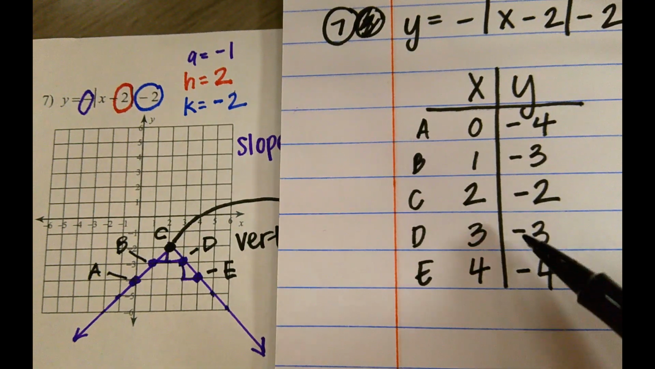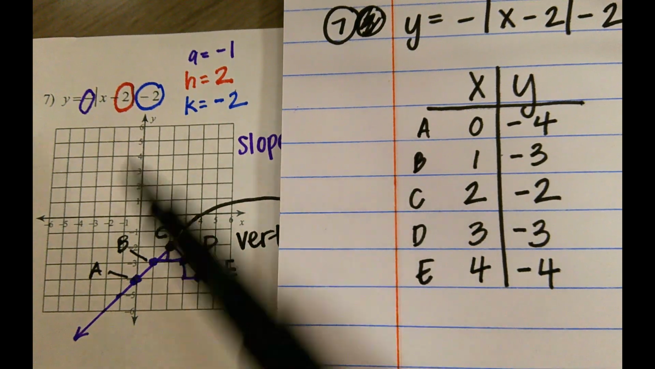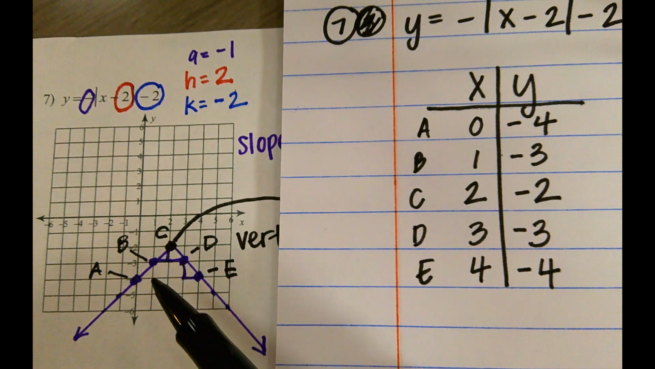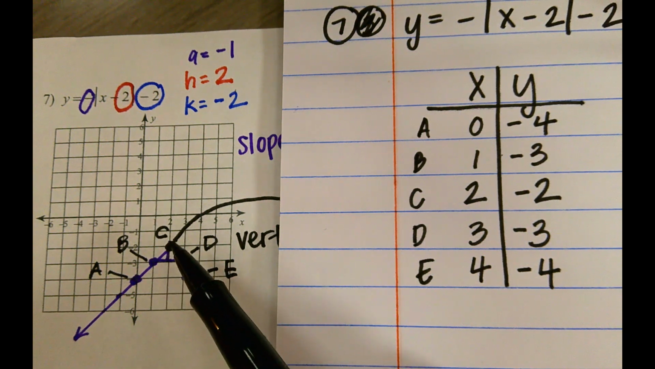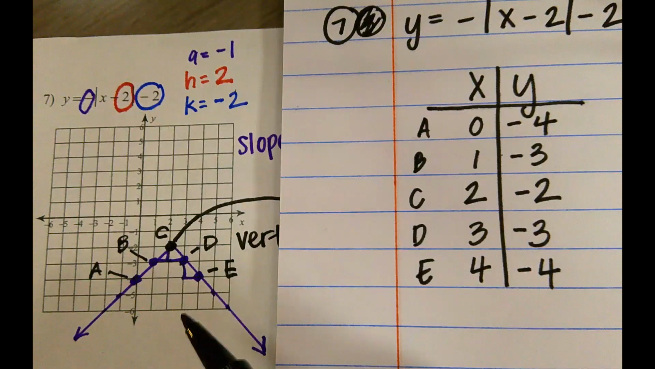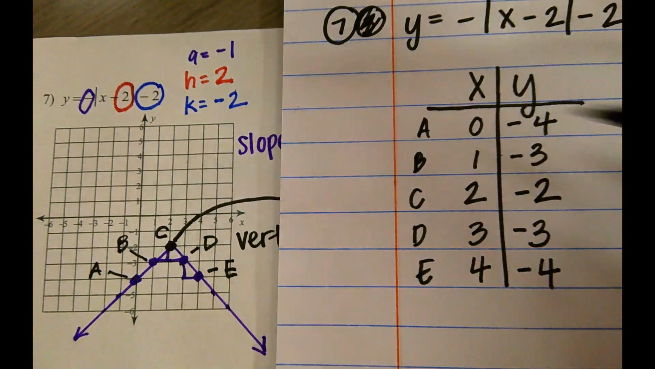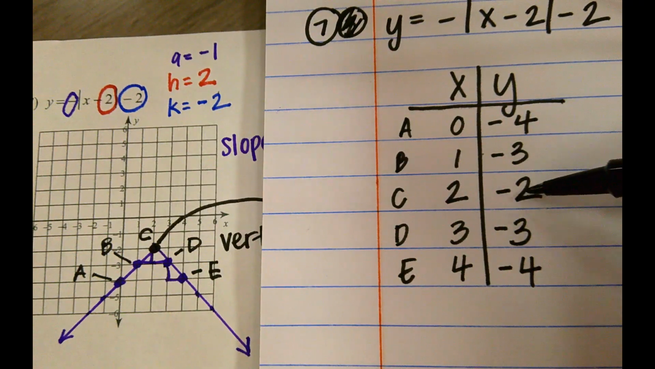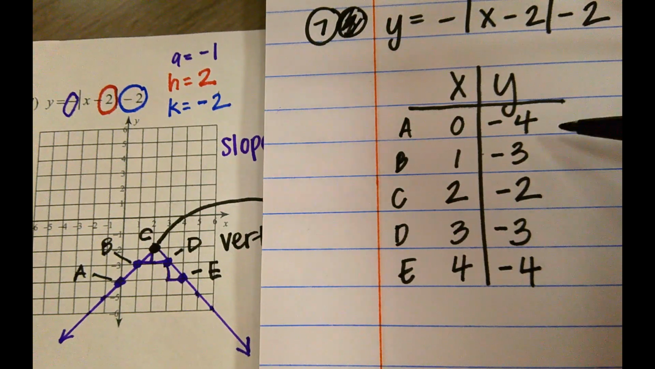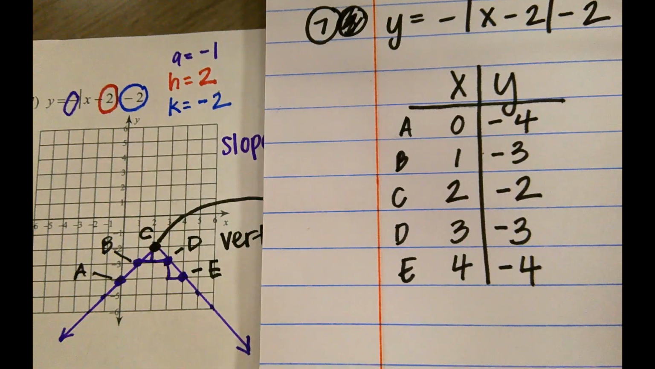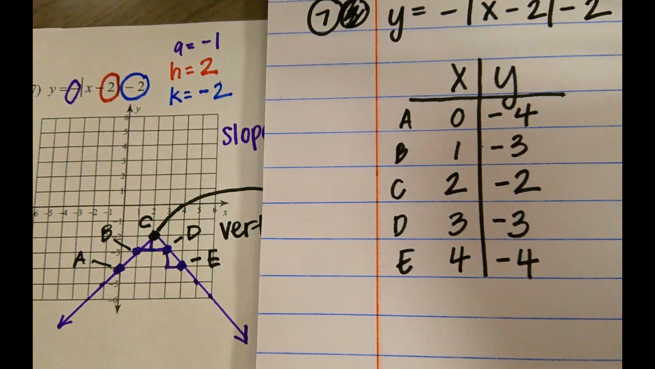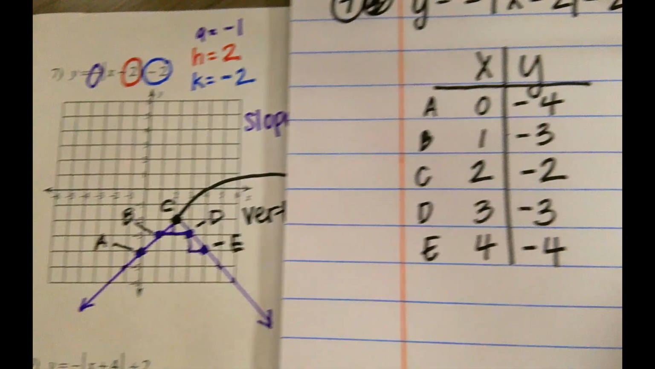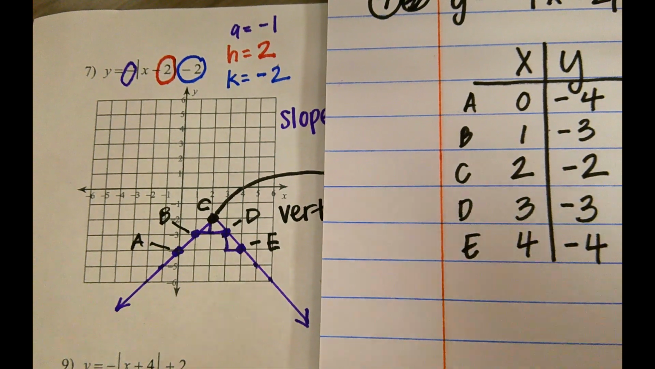And again, you'll notice if you labeled your points in this order, where you do A, B is 2 on the other side, C is the vertex, D, E, 2 on the other side, you're going to get this pattern where you have -4, -3, -2, -3, -4. They mirror each other, the Y values do. It's interesting how that happens. Okay, so that one was number 7.